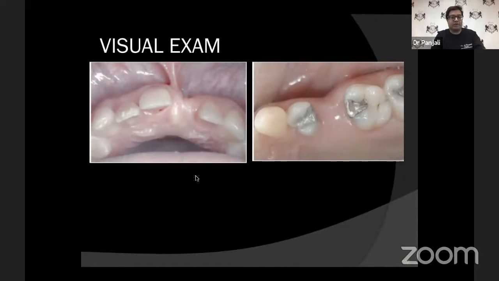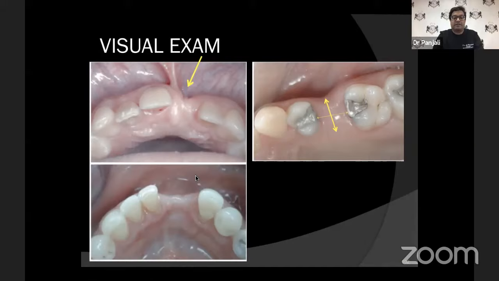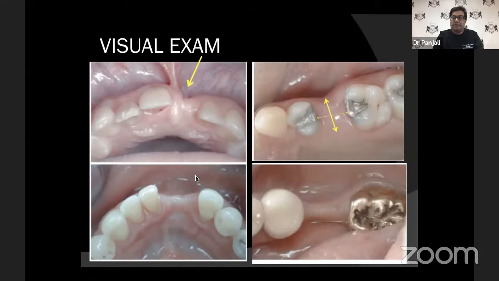So here we have the visual examination. On visual examination, what do you see immediately? You see a dehiscence, you see a high frenum attachment. We are looking at the space. And if you see cases like this in the mandible, be very careful treating these. These are not the cases that you want to venture into for the very first time doing your first implant.